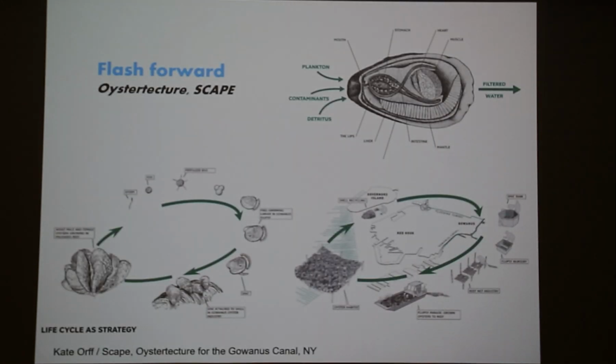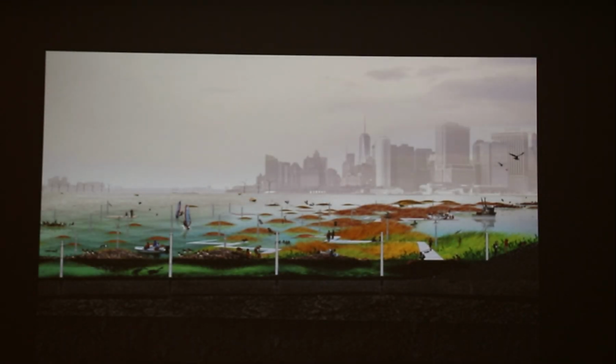Now, flash forward, this becomes a not so recent, about 10-year-old project by Kate Orff. She developed a project called Oyster-tecture for the Gowanus Canal in New York. The Gowanus Canal is one of the most polluted sites in New York, if not in the entire United States.